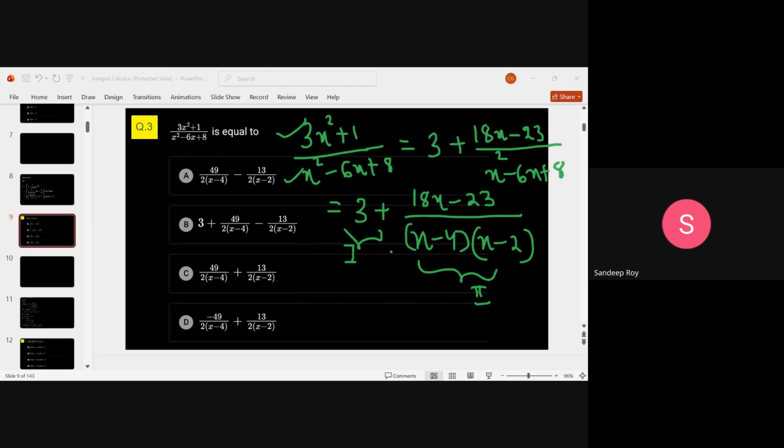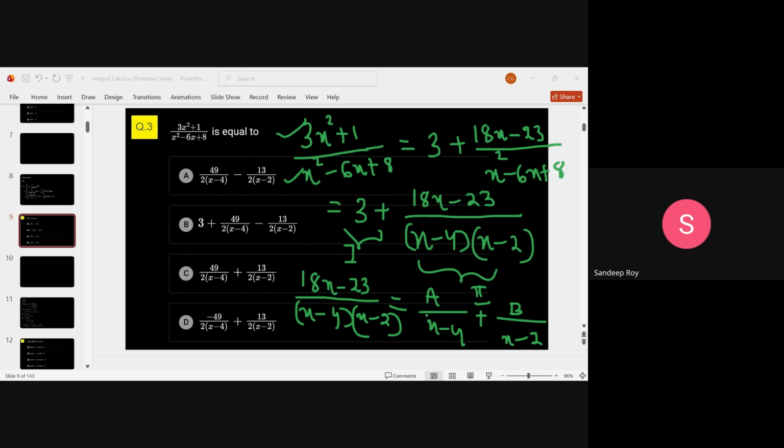Because both the denominator factors are linear factors, you can apply the partial fraction method here. So if you write this one, that is 18x minus 23 divided by x minus 4 times x minus 2, I can write this as some capital A upon x minus 4 plus some capital B upon x minus 2, right?